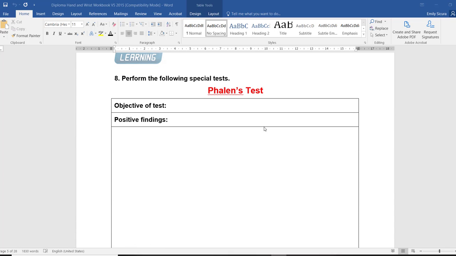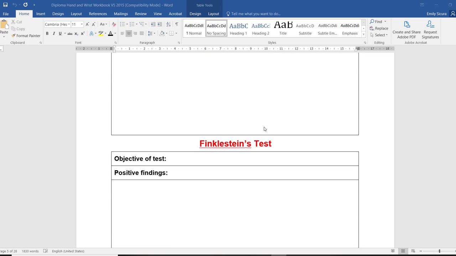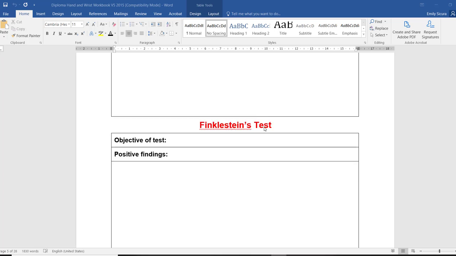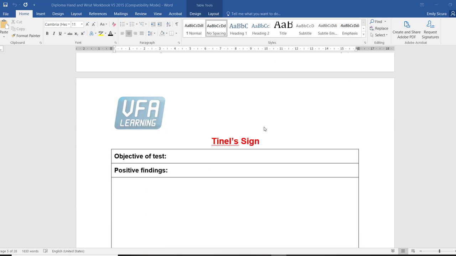For part 8, you need to identify the objective, the positive finding, and the process for the following special tests. So these tests are Phelan's test, Finkelstein's test, Tinel sign.